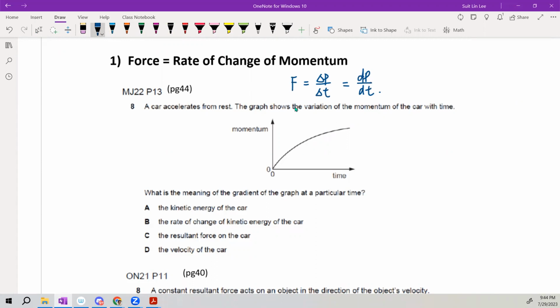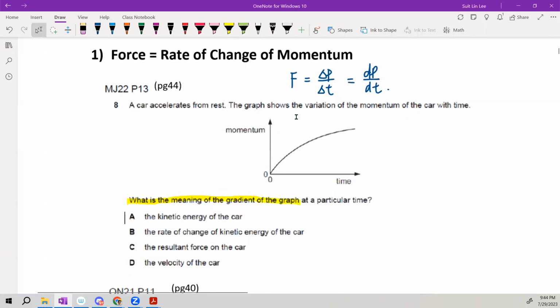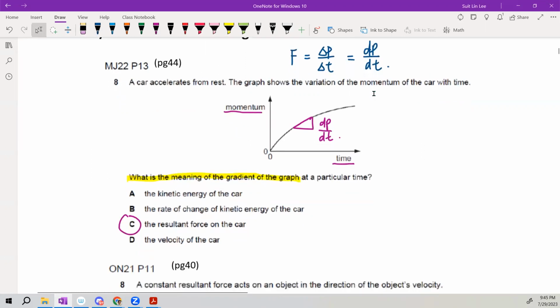Okay, so for example, for this one, you're given a momentum-time graph. And you are asked basically what is the meaning of the gradient of the graph. It's pretty straightforward here because this is a momentum graph, so the gradient itself is dp over dt. So this would be the resultant force on the car. The rest is just there to debate you. Don't be debated. You must hold firm. Force is rate of change of momentum.